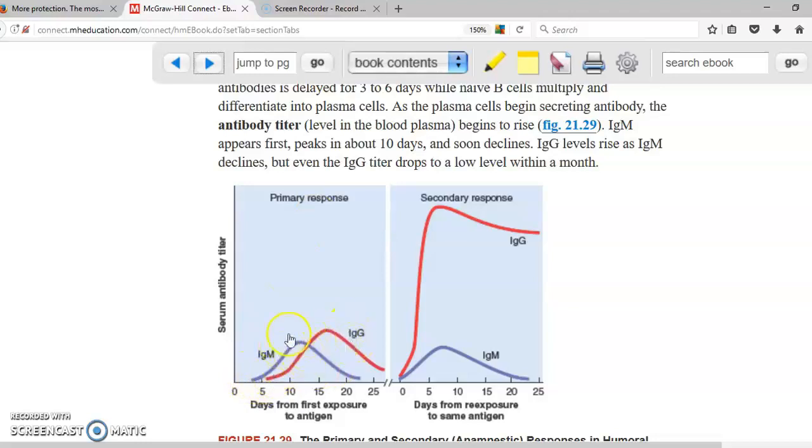This initiates the memory. What happens if you get another infection with the same type of microorganism? In that case, you're going to see here the secondary response. There's no delay in the presence of IgG and IgM. It's an immediate response, therefore not allowing the antigen to cause any sort of problem in our body. And as a matter of fact, you can see how high and how strong the response of our body is with the production of antibodies in order to destroy the microorganism.